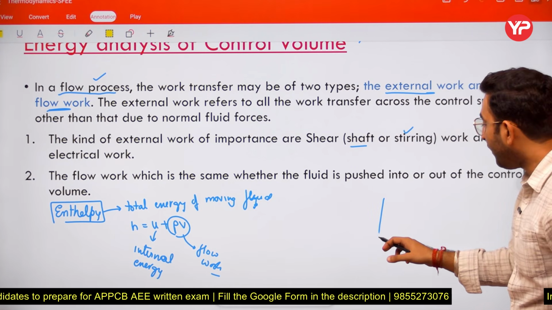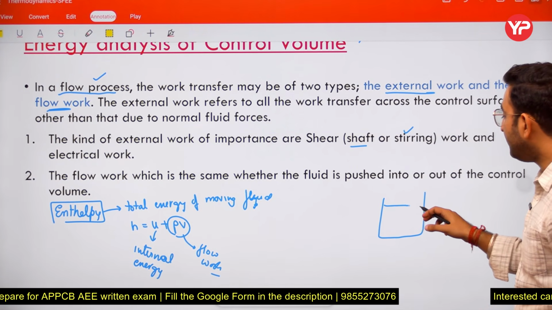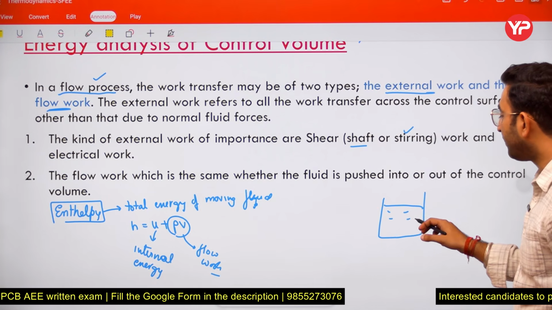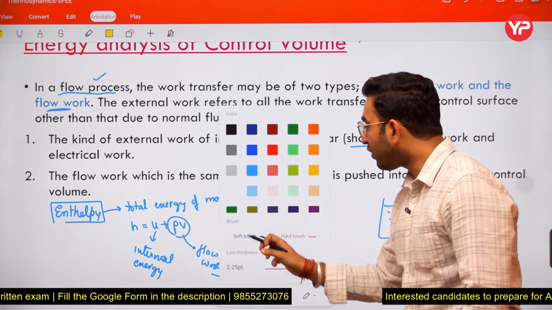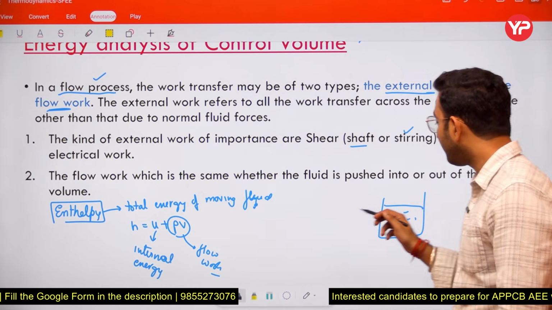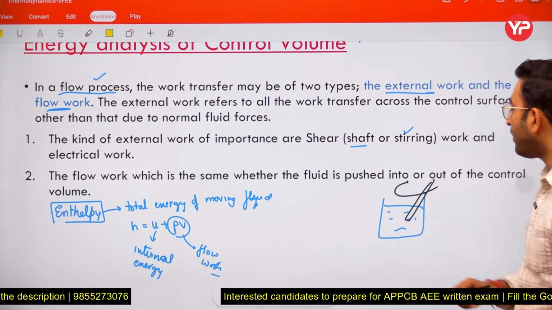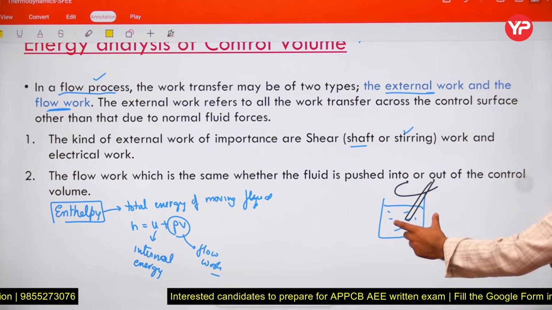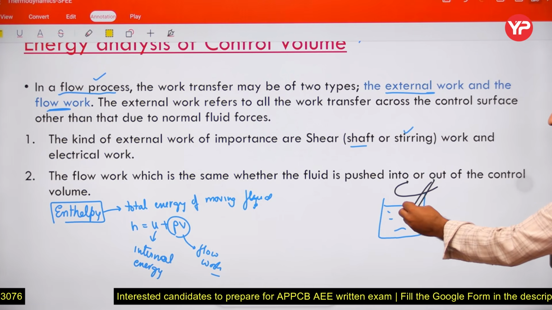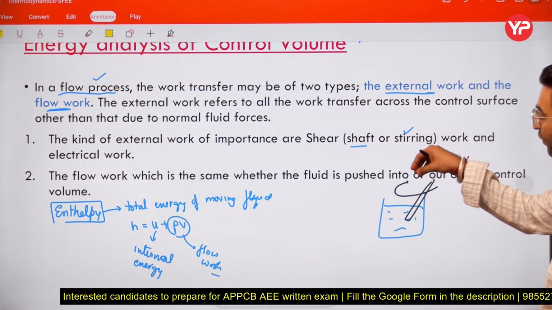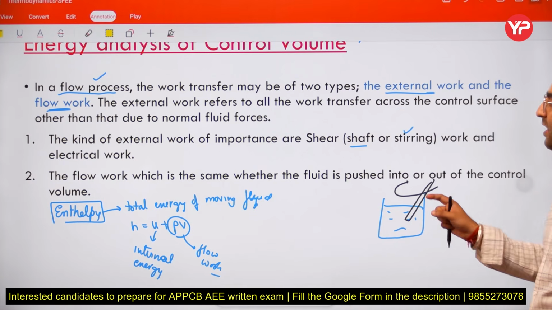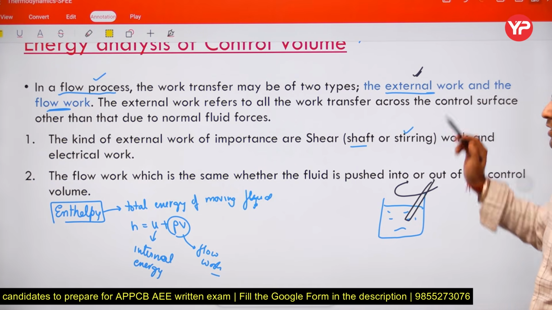For example, if you are having some container, and in this container you are having some liquid here, now if you are rotating the liquid with some rod, at that point of time you are going to experience that we are having the shaft work or stirring work here. We are performing the work input into the system, and that comes under the category of external work.